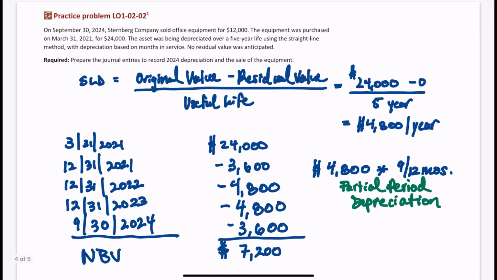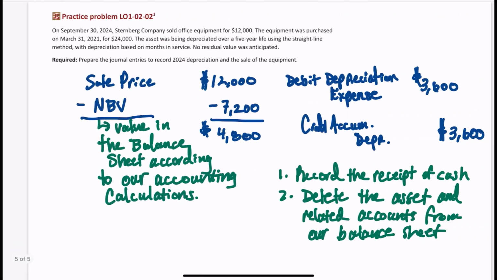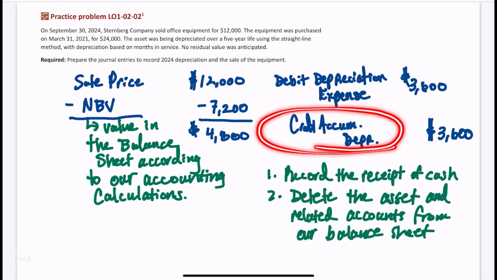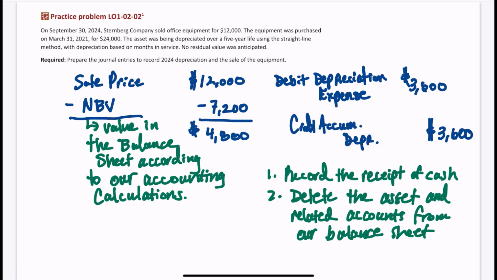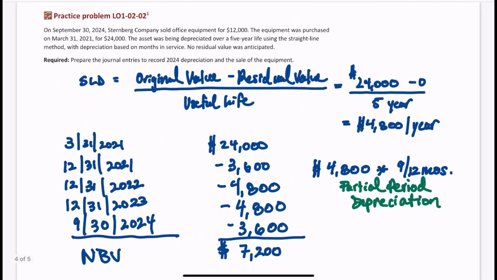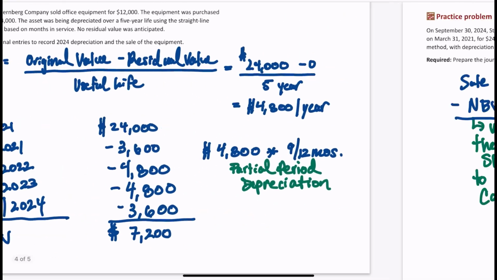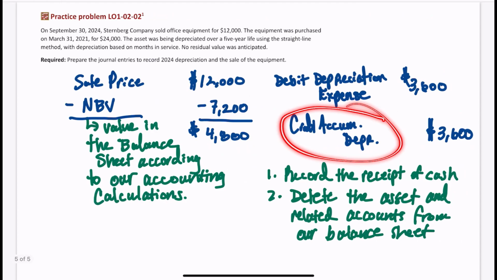Well, we have depreciation, right? We recorded accumulated depreciation. When we record this, we're saying credit accumulated depreciation. That's a contra asset account. We got to get rid of this account also. So not only do we have to get rid of the actual asset account, we also have to get rid of accumulated depreciation. So how do we do this? How do we accomplish these two steps?